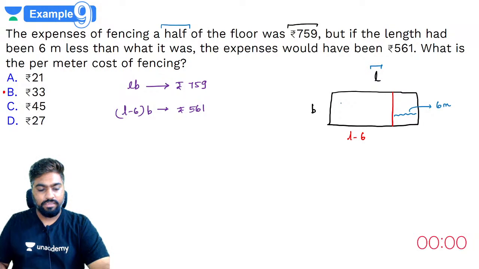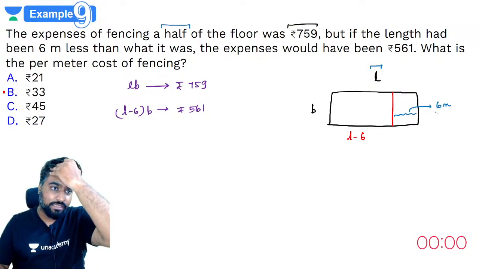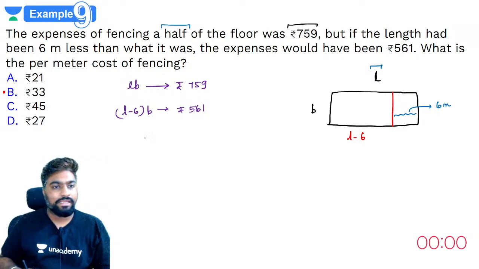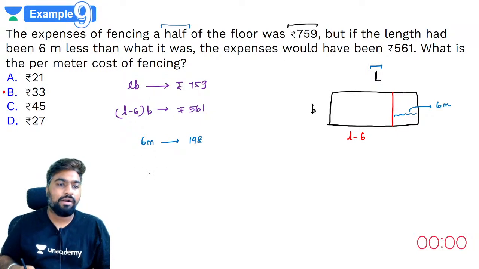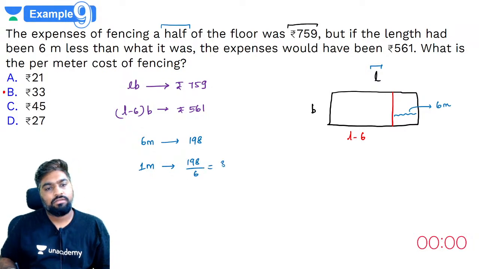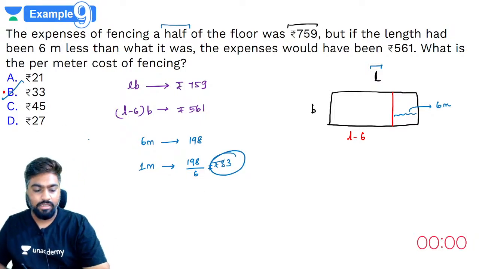Yes, so 561, what do you get? 198. Yes, because of this extra 6 meters it's costing you 198. Correct. So 6 meters extra के कारण cost क्या है? 198. They are asking per meter, तो 1 meter का costing क्या हो जाएगा? 198/6, 33 rupees. Got it? So 33 rupees per meter का costing है. I hope you are understanding this.